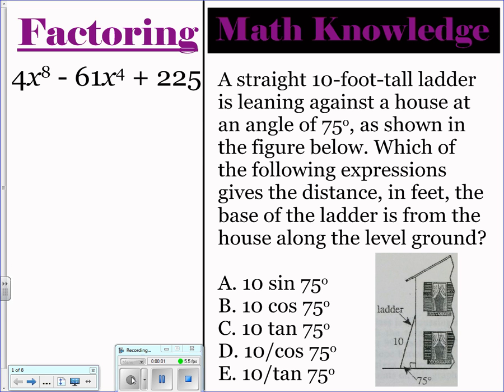So go ahead and do the factoring and the math knowledge question for today. Pause the video, and then once everyone's finished, you can unpause it, and I will show you how to work both of them.